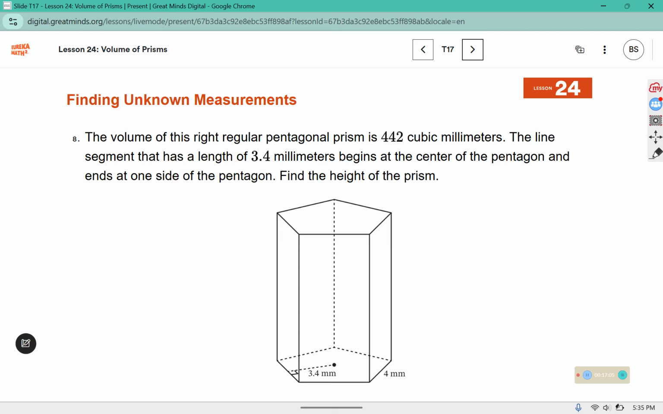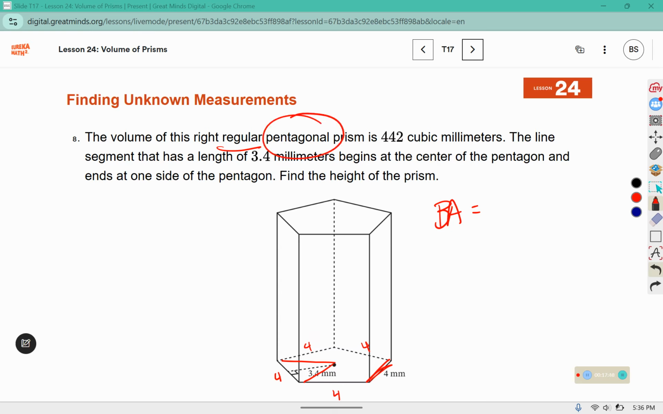The volume of this right regular pentagonal prism is 442 cubic millimeters. The line segment that has a length of 3.4 millimeters begins at the center of the pentagon and ends at one side of the pentagon. Find the height of this prism. Well, let's start by finding the base area. This distance is 4, and since it's a regular pentagon, all the sides of the pentagon are 4. The pentagon has 5 triangles that make up the base. 1, 2, 3, 4, and 5.